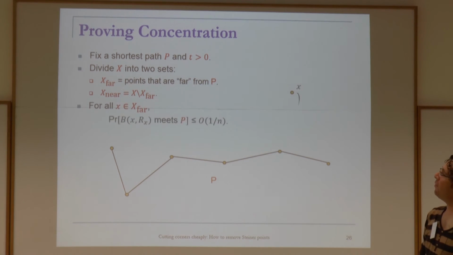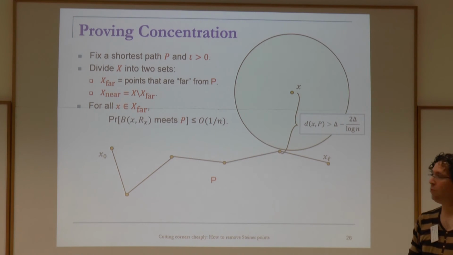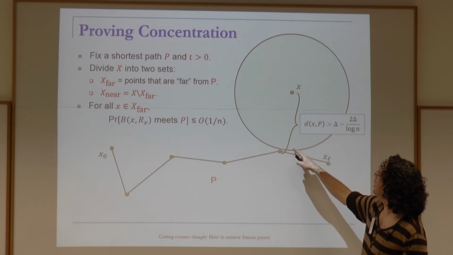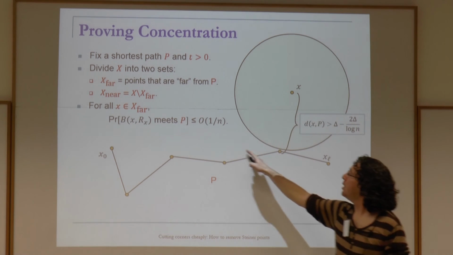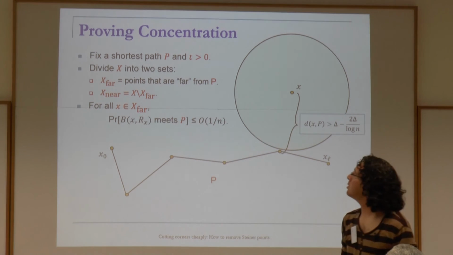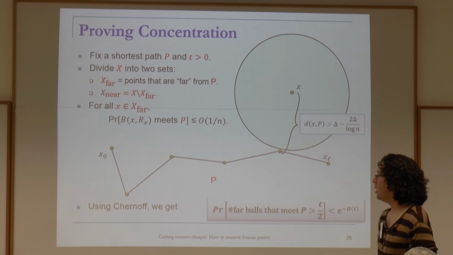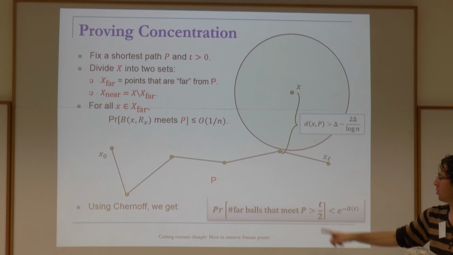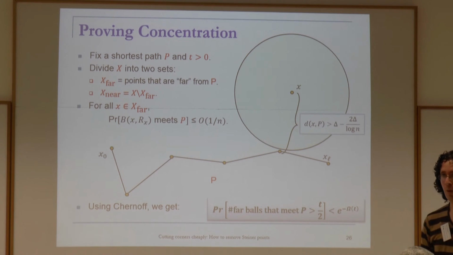For points that are far from the path, since this distribution is bounded, the probability that we will even touch the path is small, 1 over n. So by the Chernoff bound, the probability that the number of balls that touch the path is at least t over 2 is exponentially small in t.